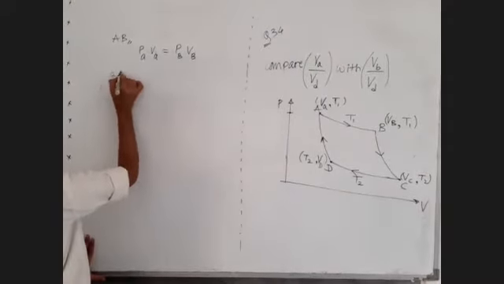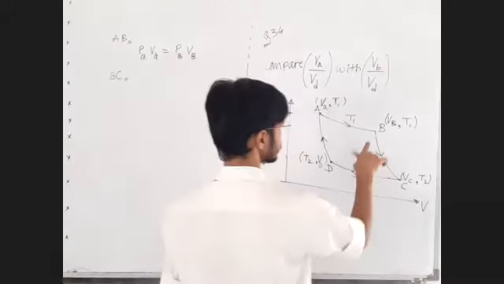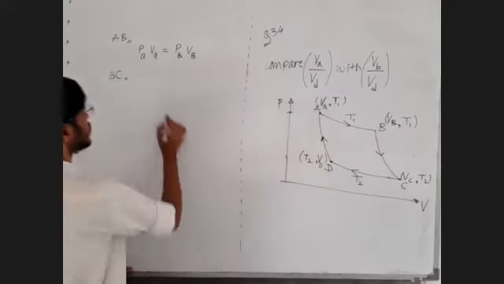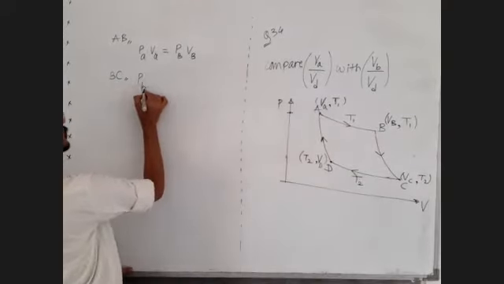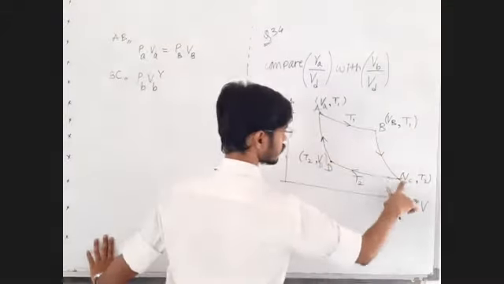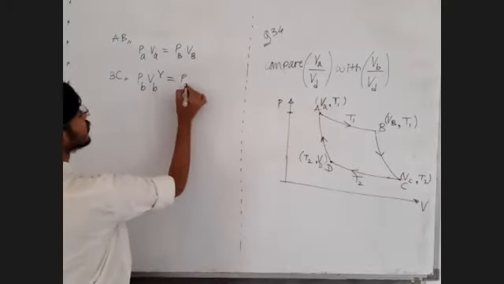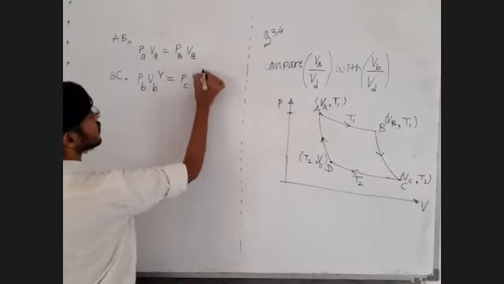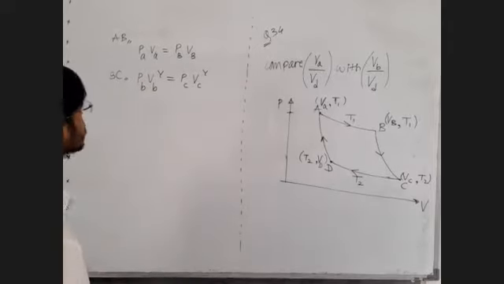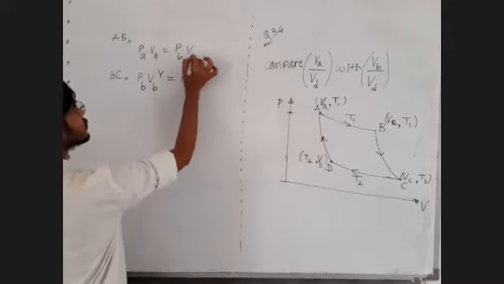Of course, you can write for the B to C part. Let us try to write all possible equations. Then we'll see which one fits best. B to C process, it is an adiabatic process. So we can write PB VB raised to gamma is equal to PC VC raised to gamma. Okay, sir, fine. We can do this. Now small b.